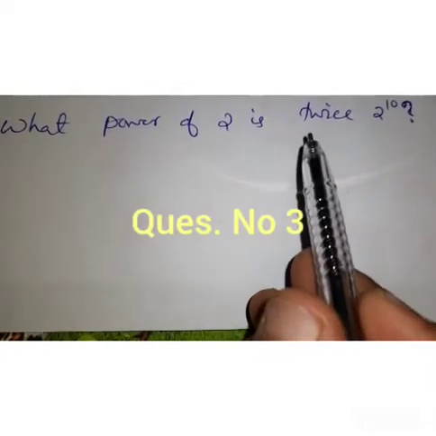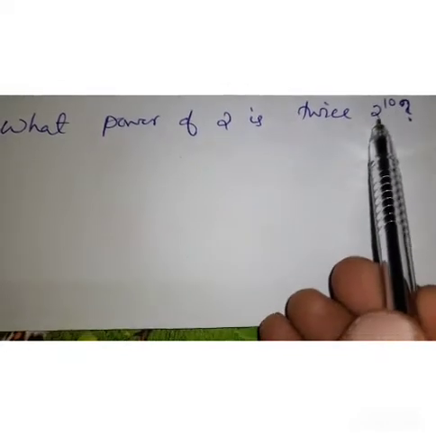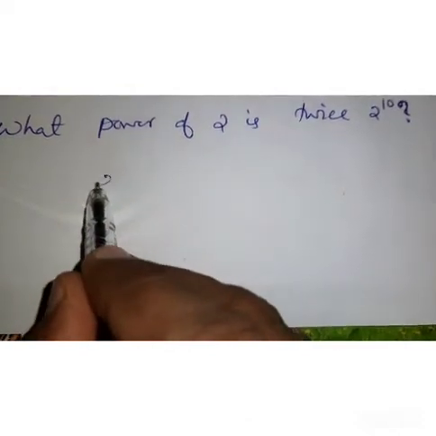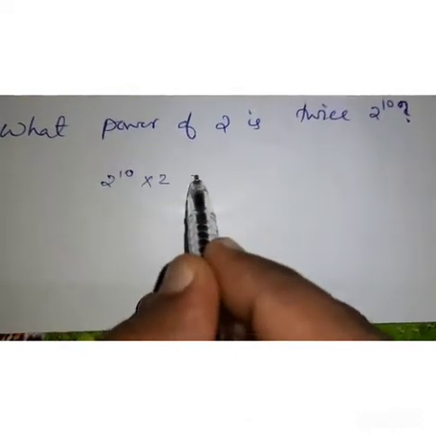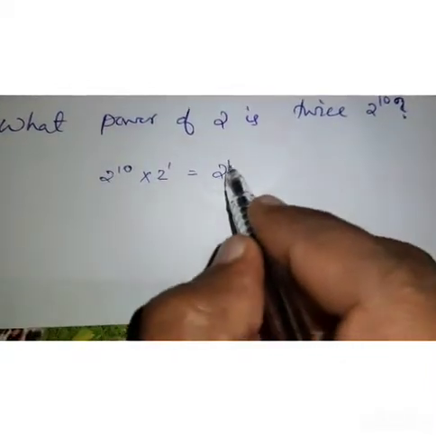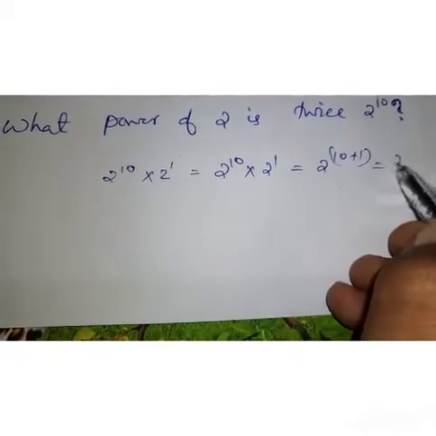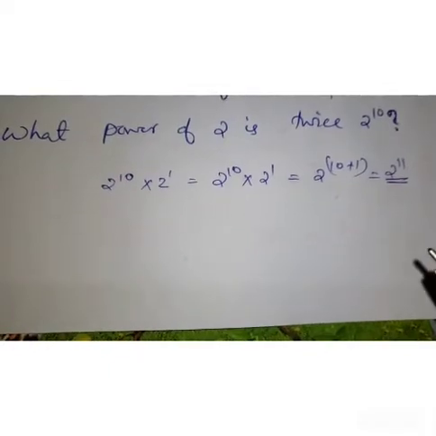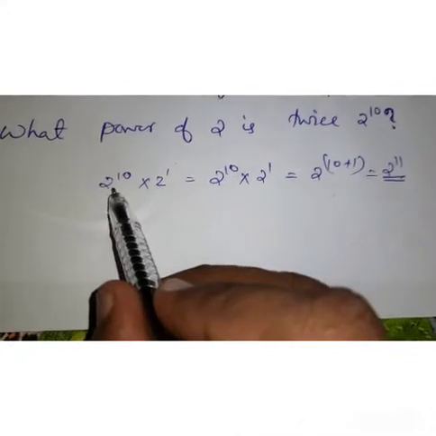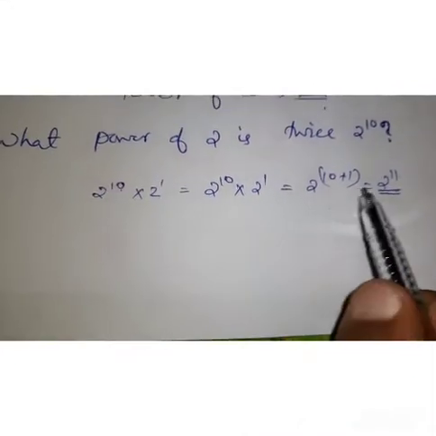What is the power of 2 in twice 2 raised to 10? 2 times 2 raised to 10. 2 raised to 10 into 2 is how much? 2 means 2 raised to 1. So 2 raised to 10 into 2 raised to 1 is how much? 2 raised to 10 plus 1. It is 2 raised to 11. So the power of 2 is 11.